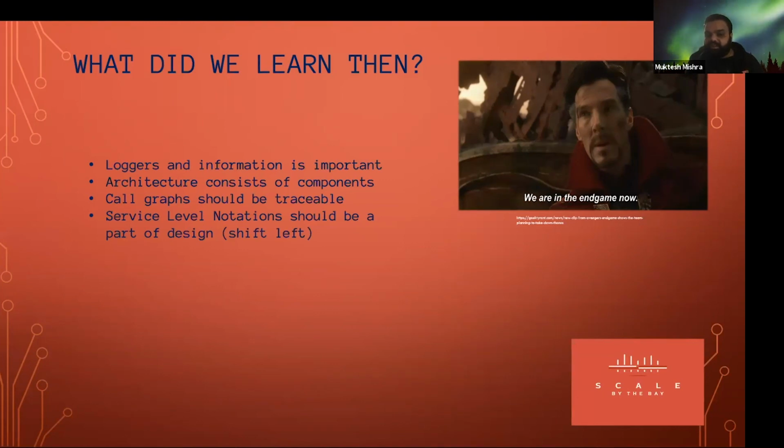Essentially, what we learned is that logging information is important. Architecture consists of components, and any component can go wrong at any time. Call graphs, integration and communication patterns should be traceable at any given point in time. You should be aware of what is going on in your system. And service level notation should be part of the design. That is, when you are designing an integration pattern, at that time only you should be thinking about your service level objectives and service level indicators. That is how you will define the correct and accurate dependency, and whether the dependent system is behaving correctly or not. So appropriate indicators need to be defined.